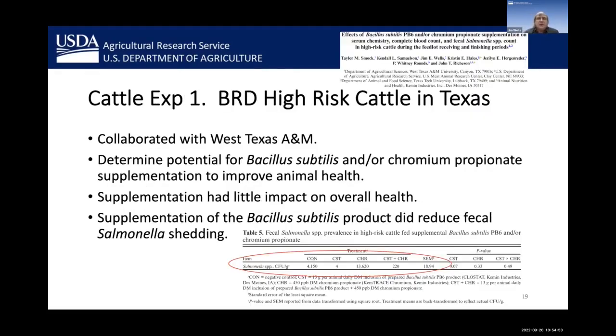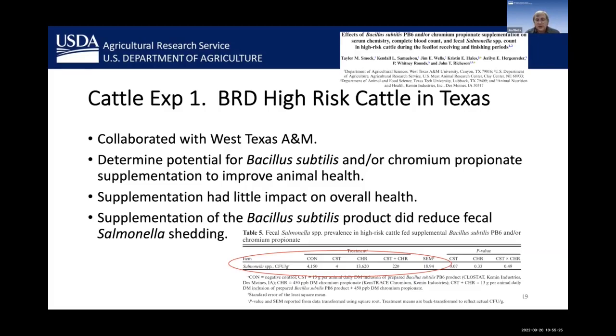We have been doing some stuff with bovine respiratory disease and high-risk cattle. This was a collaboration. We were looking at salmonella in the study with West Texas A&M University. We looked at both a Bacillus subtilis and a chromium propionate supplementation, or they were looking at that to improve animal health. Didn't really report a lot of impact on animal health, but one thing that we did see was that supplementation of the Bacillus subtilis product did reduce fecal salmonella shedding.